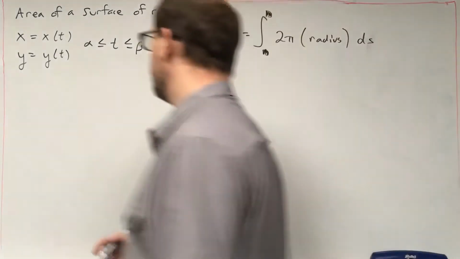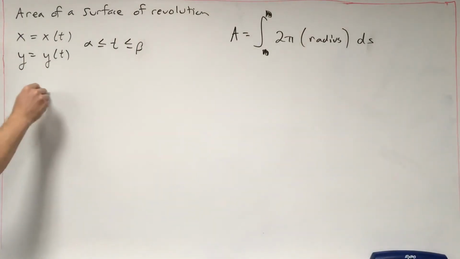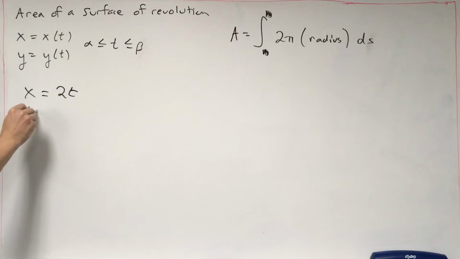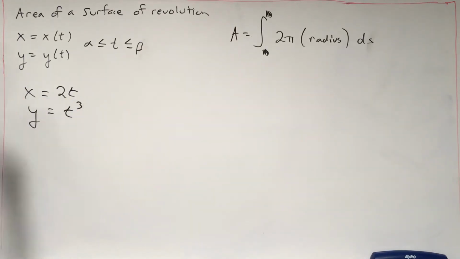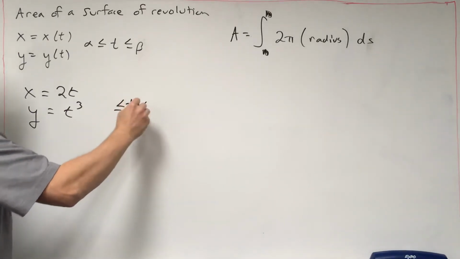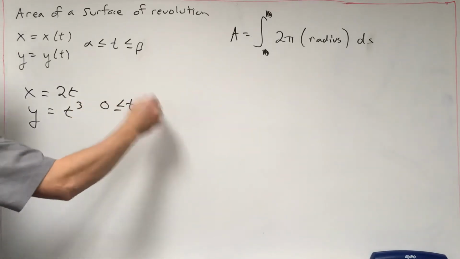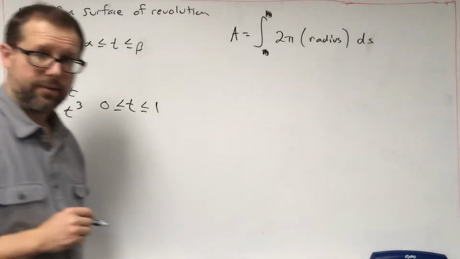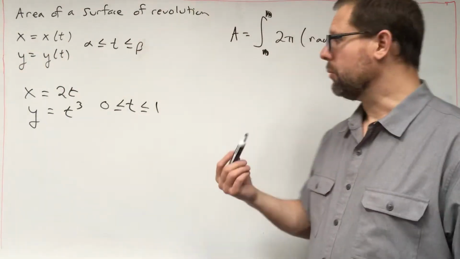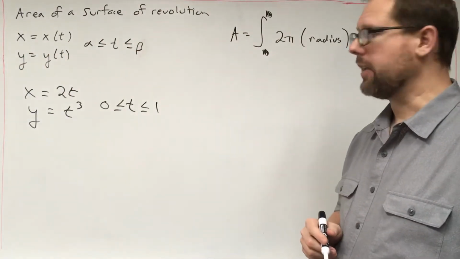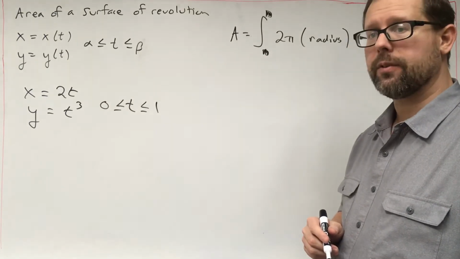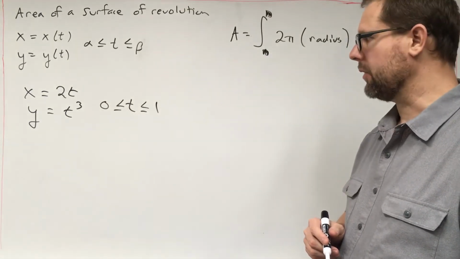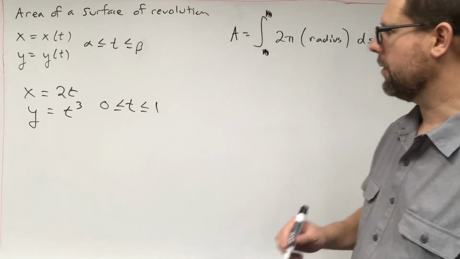So what if we have given to us x equal to 2t and y equal to t cubed with t ranging from 0 to 1. This is going to be a parametrically defined curve, and we'd like to find what happens when we rotate that curve about the x-axis, what kind of a surface we get. In particular, what is the area of that surface? So let's write out that question formally.